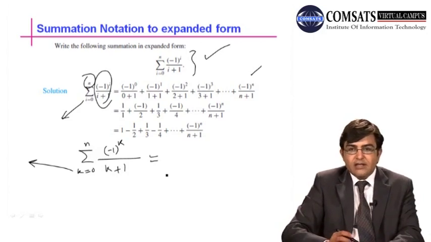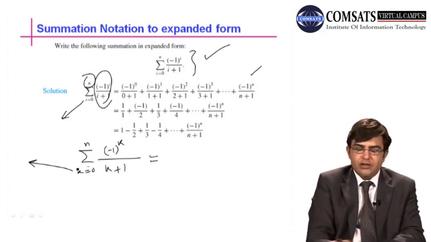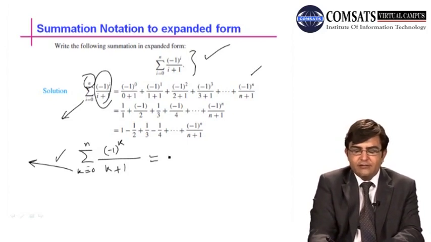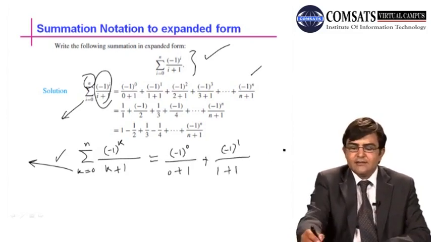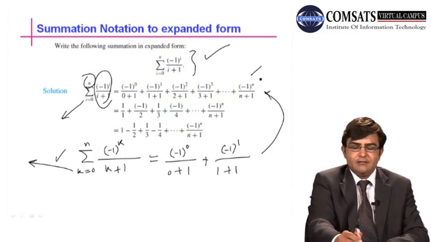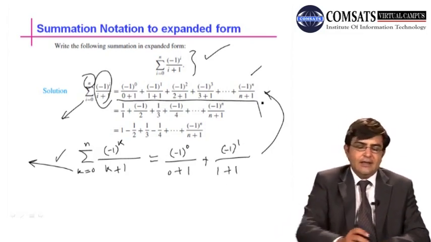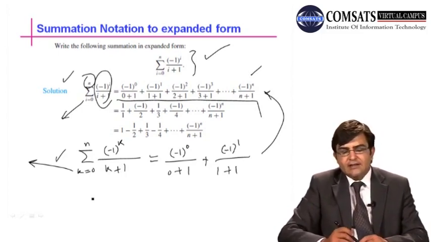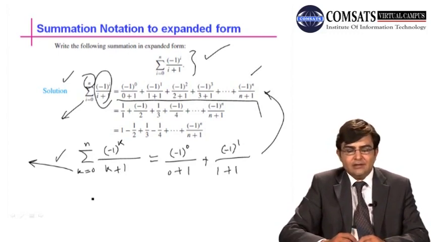So if we expand this one, we get the same answer, k from 0 to n. If we take k equal to 0, we get minus 1 power 0 divided by 0 plus 1. Like this, we can obtain the same expression which we obtained in this case. So we have concluded here that in the summation notation, the index of the summation is not important. We can change the index.